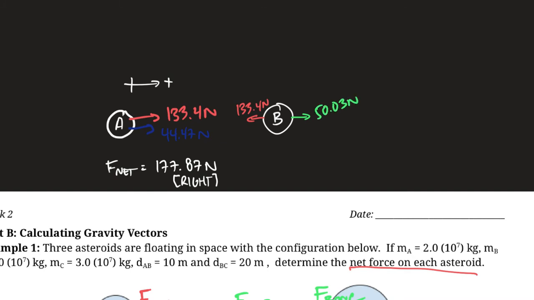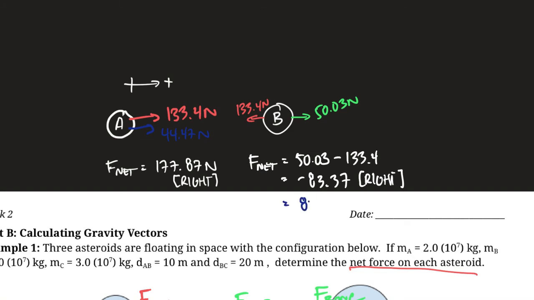So what's going to be the net force on this asteroid? Well, again, if we make right the positive direction, the 50.03 would be positive, and the 133.4 would be negative, so we would subtract it. And we would end up with a net force of 50.03 minus 133.4, which is negative 83.37 to the right, or, in other words, 83.37 newtons to the left.